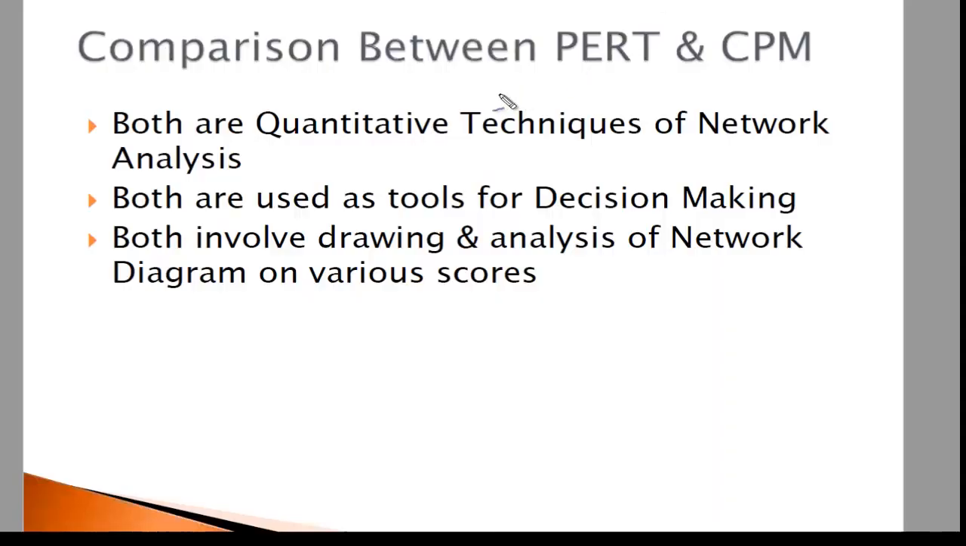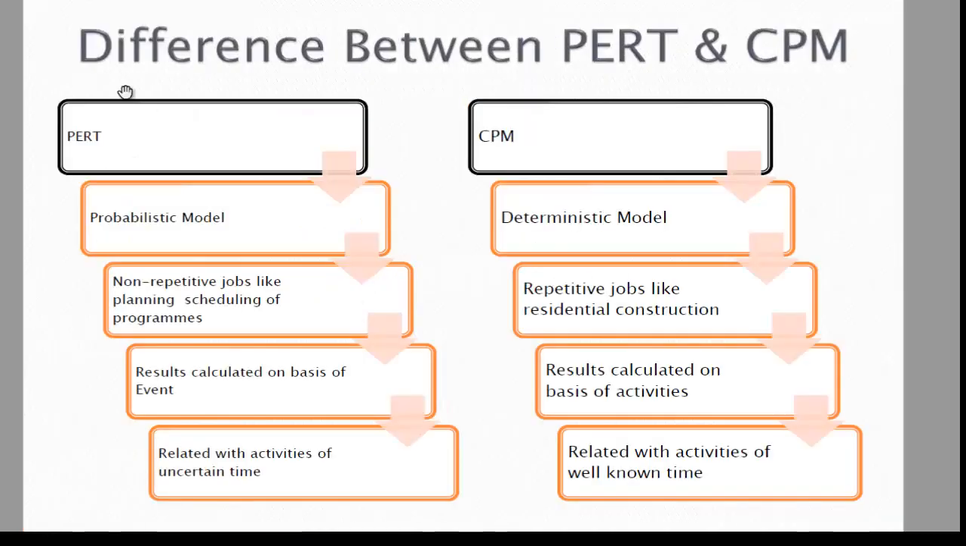So if you compare the PERT and CPM, both are quantitative techniques of network analysis. They are used for decision making. Both involve drawing and analysis of network diagrams. PERT is a probabilistic model, whereas CPM is deterministic. Why is it deterministic? Because we already know the time estimates. In a probabilistic model, we don't know the time estimates. These are non-repetitive jobs like scheduling programs, and here we have repetitive jobs which are already being done. For example, you are doing the construction and you already know the time estimates.